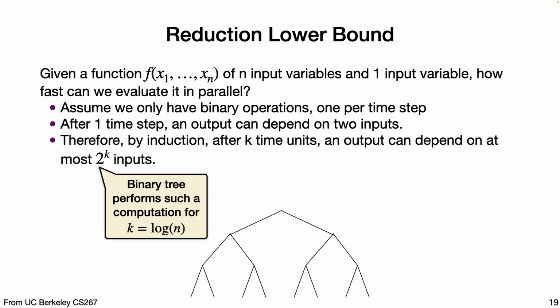Can we do better? So if we have this function, we're doing it on f sub 1 up to f sub n. You have n input variables. Sorry, let's just say one output variable. How fast can we do it in parallel? In this case, you have to take log n steps because if you have binary operations, then after one time step, you can only have computed on 2 elements. And then by induction, after k units, you can at most have computed on 2 to the k inputs, and you started with n inputs, so you had to do at least log n phases.